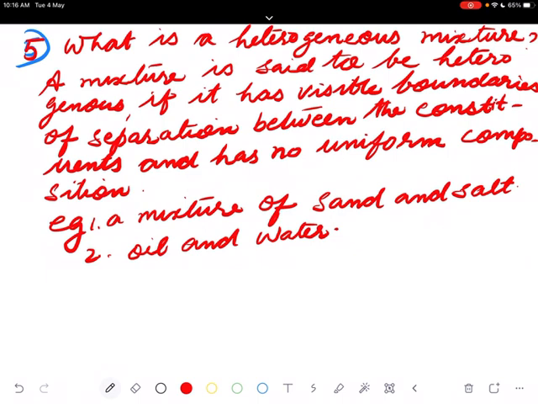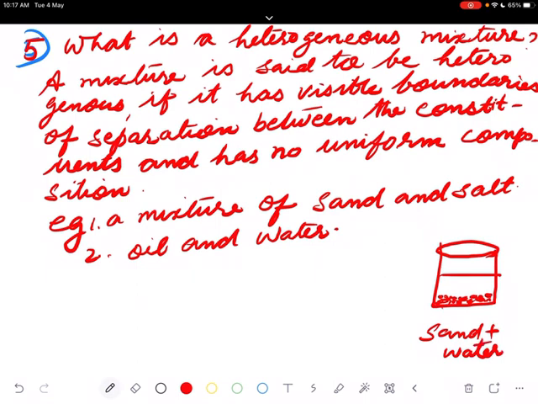Suppose you take a mixture of water and sand. Sand particles will be there. Now see different phases: one is liquid phase, one is solid phase. In a homogeneous mixture, the constituents are present in a single phase and have no boundaries of separation. In a heterogeneous mixture, the constituents are either present in different phases, or in the same phase but have clear boundaries of separation. So this is sand and water, different phases.